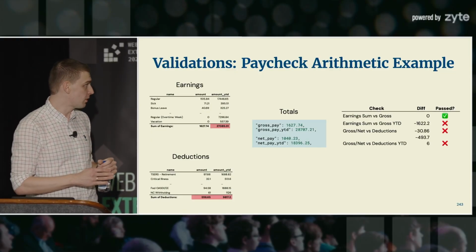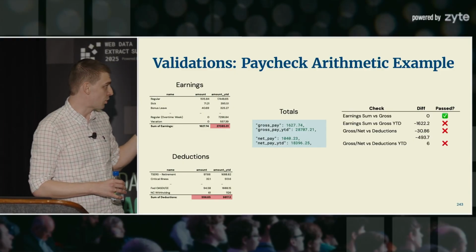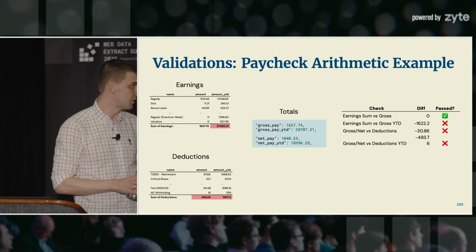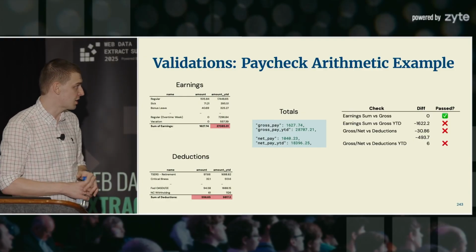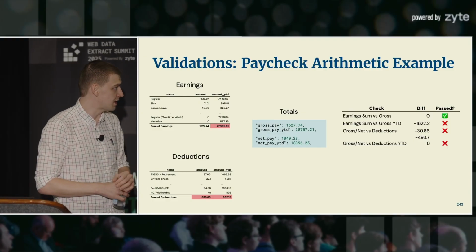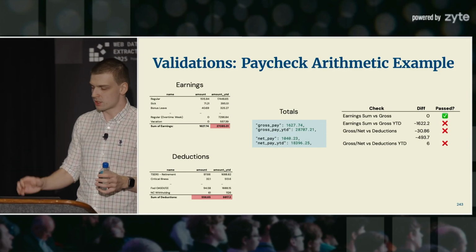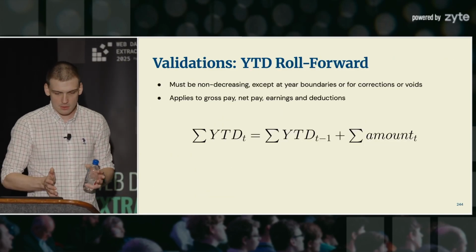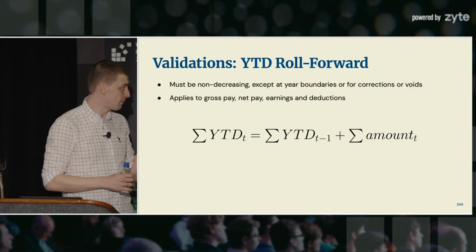But in this example, we identified differences, like $1,622 for earnings sum versus gross year-to-date, $30 for gross-net difference versus deductions, and $493 for the last one. This is a red light. Review is required.